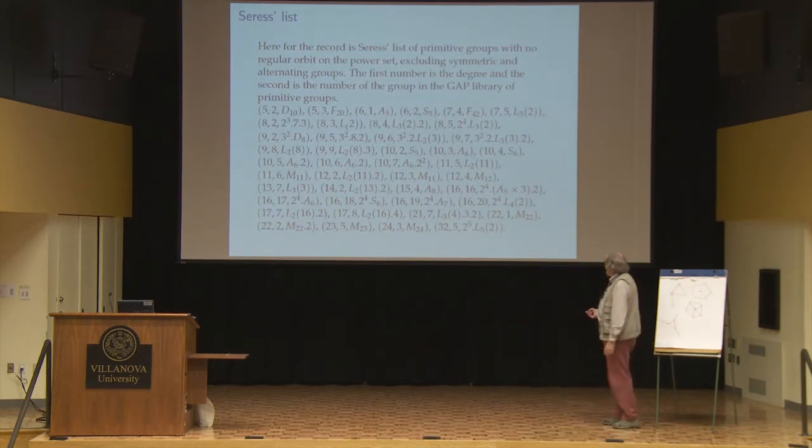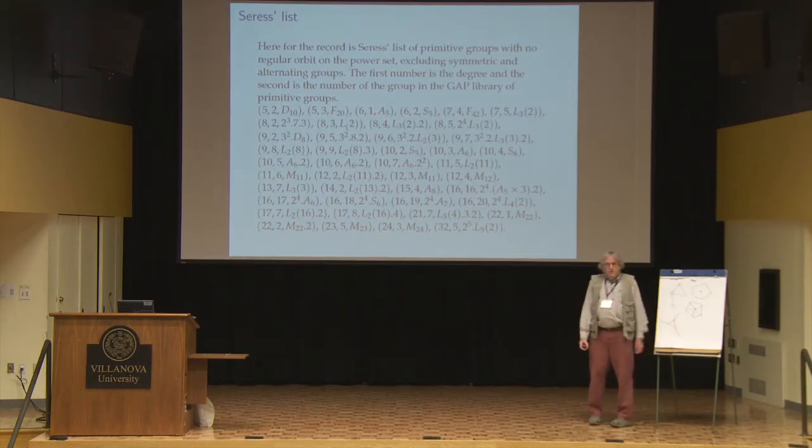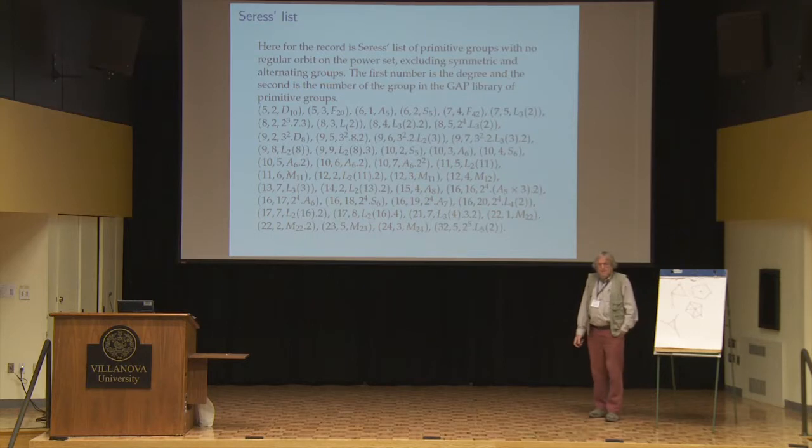That's also an example. And the last one is the full affine group of dimension 5 over the field of two elements acting on 32 points. So that's Akash's list of 43 primitive groups.